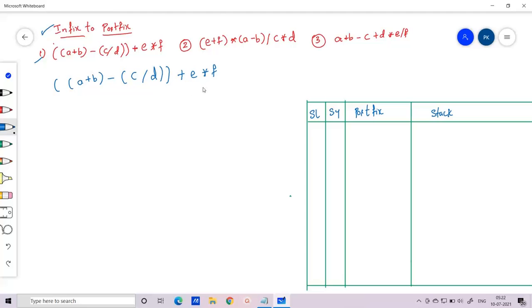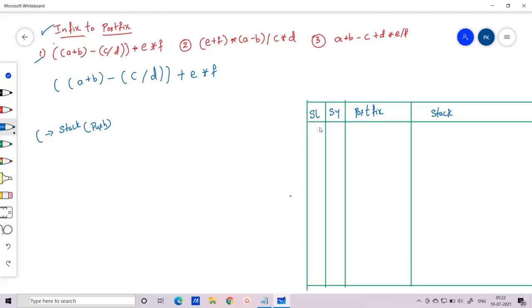Now we'll follow the rules. What are the rules? When you see an opening bracket, what should we do? When you see an opening bracket, you should add that onto the stack. Okay, it is also called the push function. Push, or you can also say add. Now I need to push that particular character onto the stack.